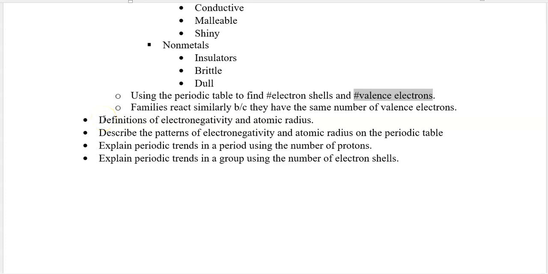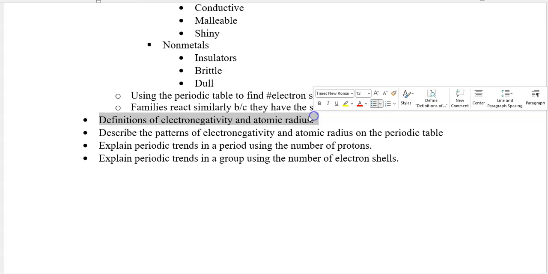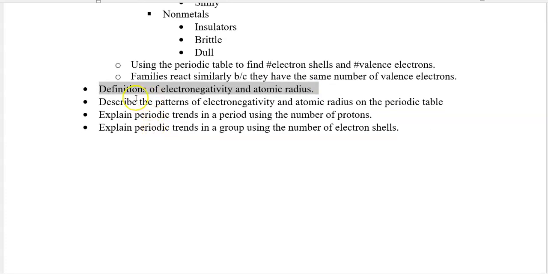Moving on from kind of the basic periodic table stuff, you need to know about electronegativity and atomic radius, what they are. You need to know what the patterns are on the periodic table. Turns out there's very predictable patterns for these 2 properties on the periodic table. And then you need to be able to explain them in a period, which is horizontally on the periodic table, and then in a group, which is vertically based off protons or electron shells, depending on which atoms you're comparing.